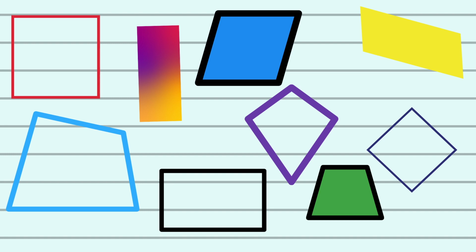Quadrilaterals are polygons with 4 sides. These are some of the ways a quadrilateral can look. They all are shapes with 4 sides. Quadrilaterals are classified by their properties.